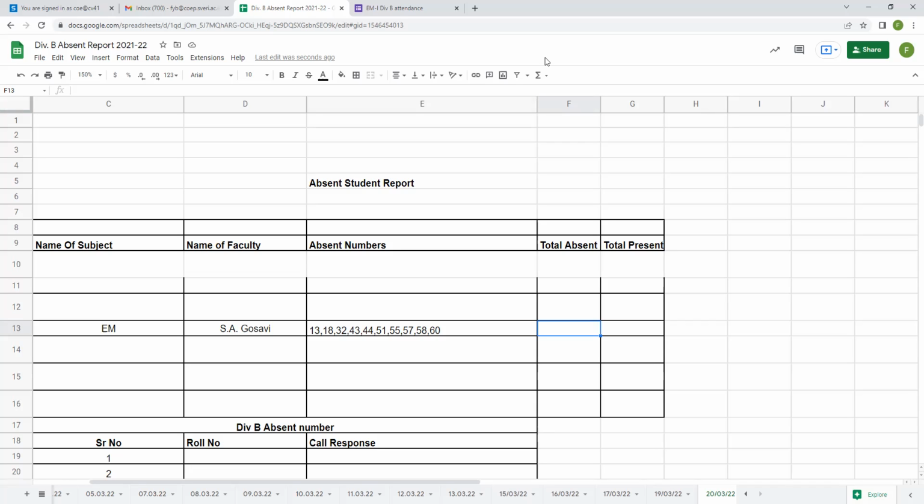Is there anybody who is present? 57 is present. 44 is present, sir. 44 is also present. Okay. Anybody? You can see the roll numbers on your screen. Those which I have written, those are absent numbers. If anybody is present, let me know. Eight students are absent. Okay.